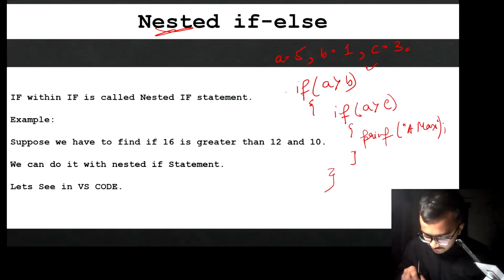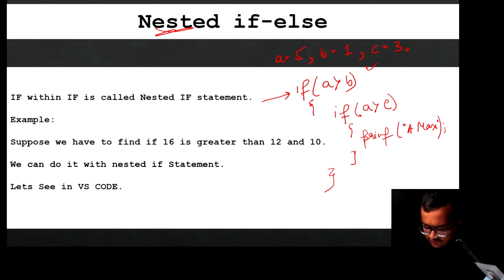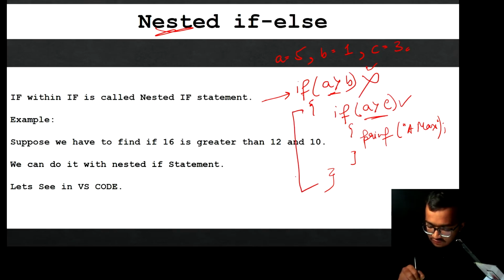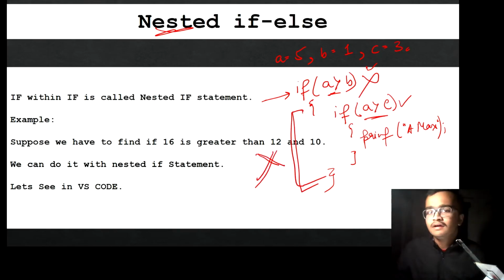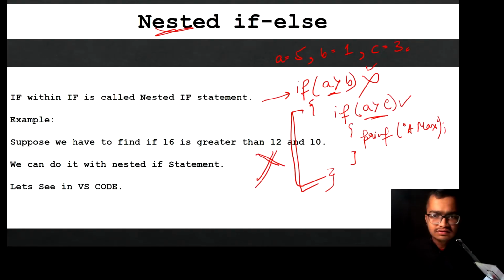The compiler will check the first condition first, if a is greater than b. If this is true, then only the compiler will enter the second if block, that is if a is greater than c. If this is also true, then the compiler will print a is max. Now if a is not greater than b, that is false, then this entire code will be omitted by the compiler or not executed. So this is our implementation of nested if else.